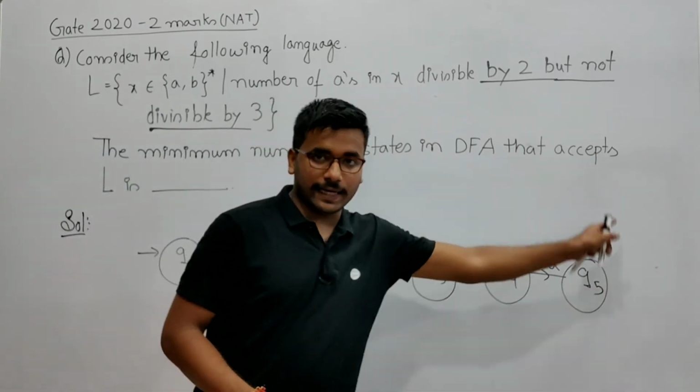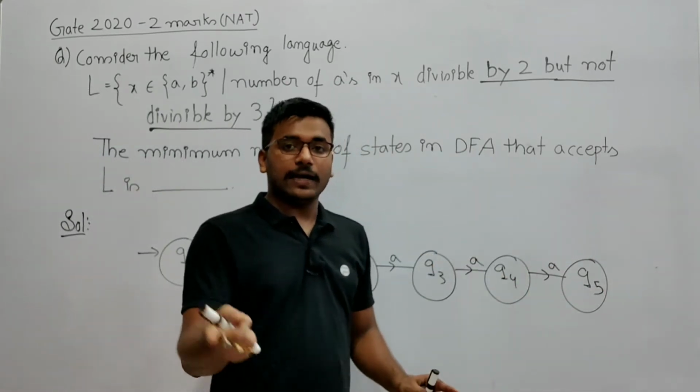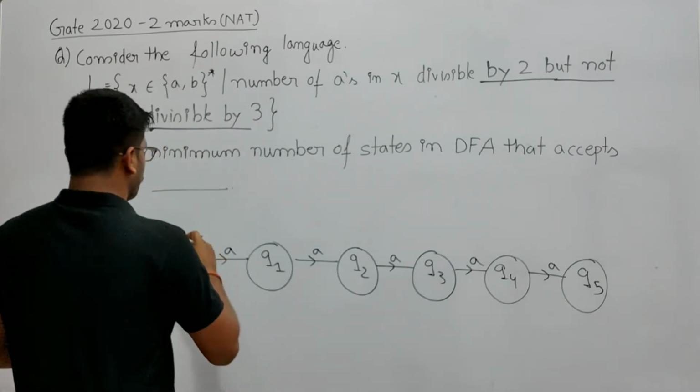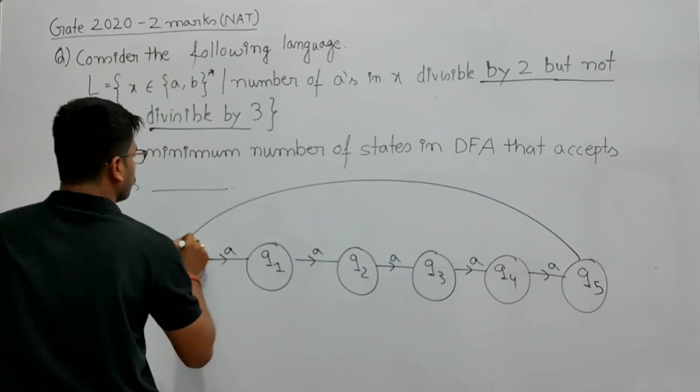Now again if you get another A, then the number of A's will become 6, and when you divide by 6 you will get remainder 0. So you will come back from here.